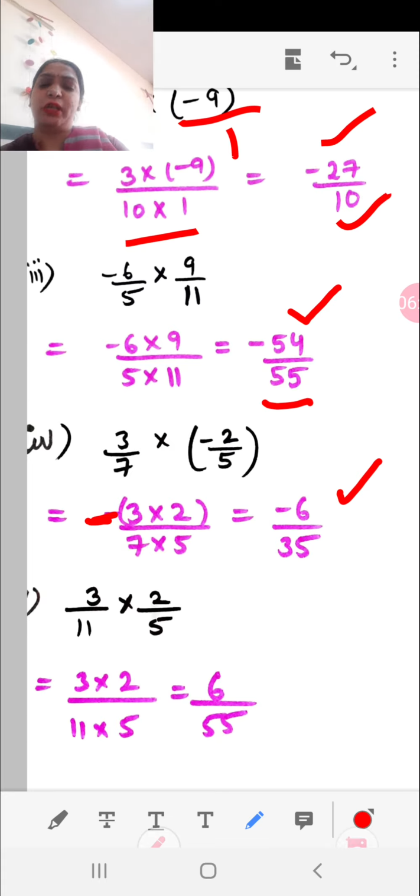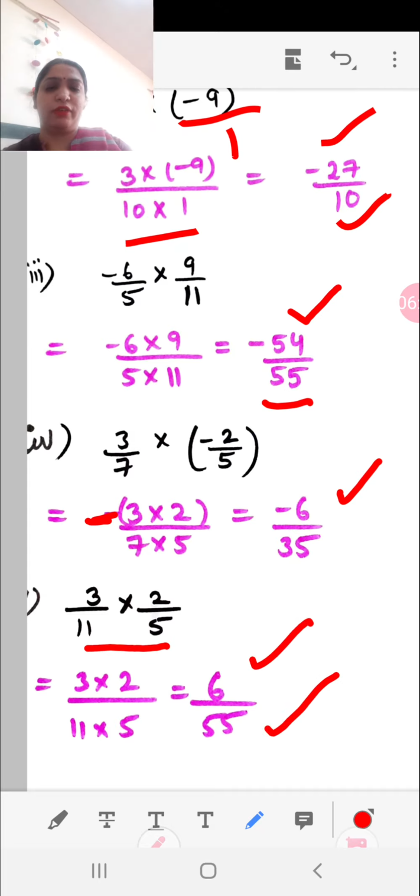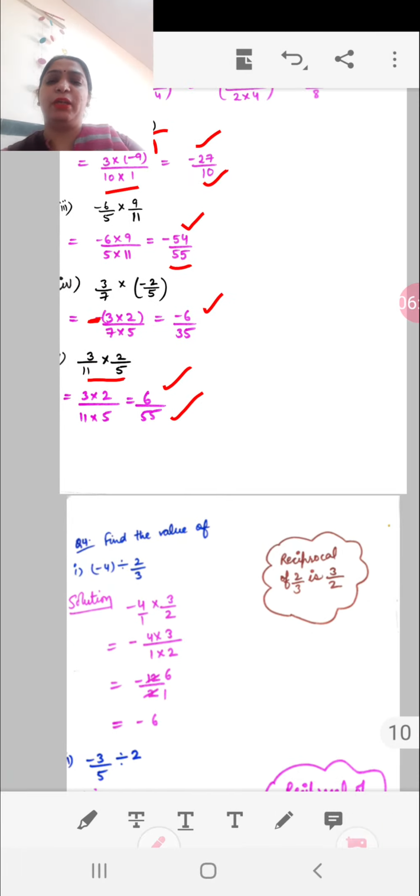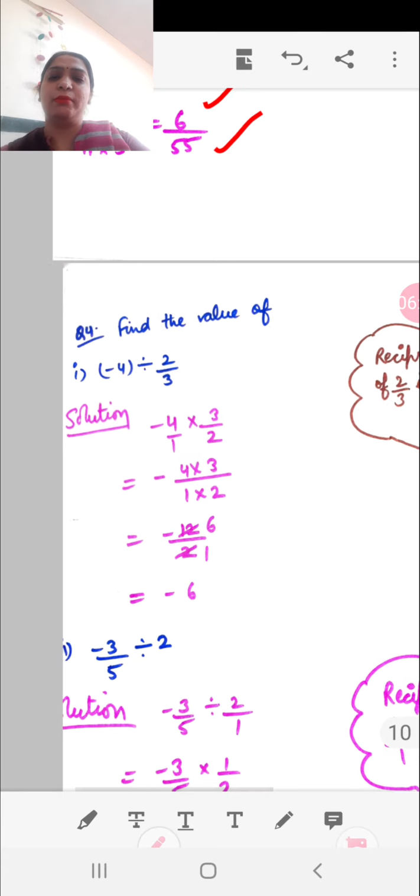In this case, no negative sign is there. Simply multiply the numerators, 3 2s are 6 and multiply the denominators, 11 5s are 55. Okay. So I think it is clear to you the concept of multiplication in the rational numbers.